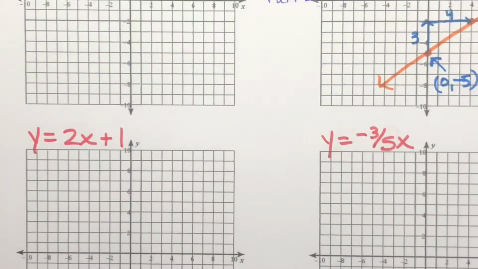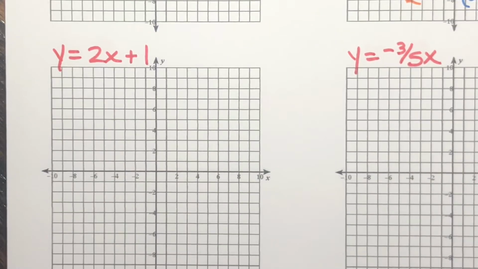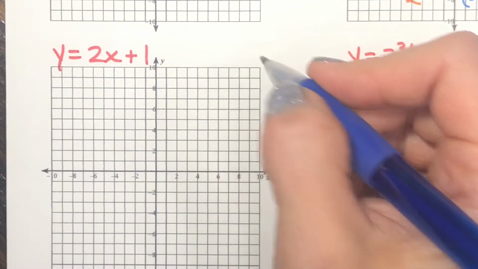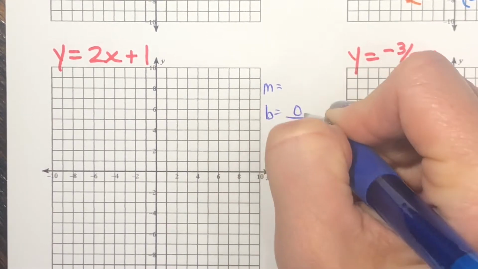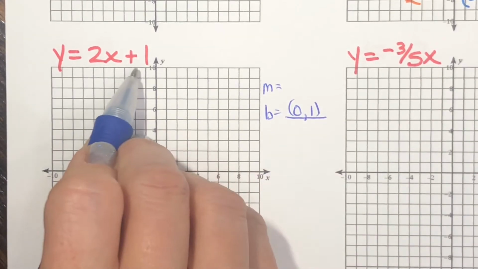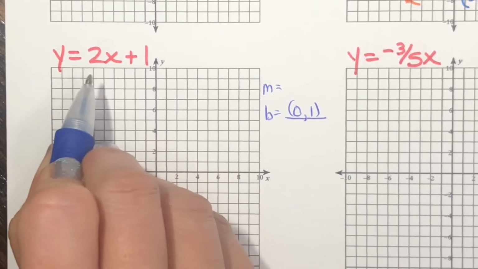Let's do another one. This one looks a little different, and so let's always just start by identifying the M and the B. I'm gonna begin at 0, 1, because that's the B, and I'm gonna move.